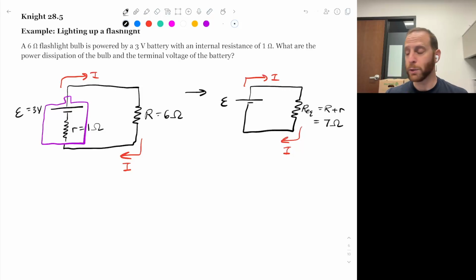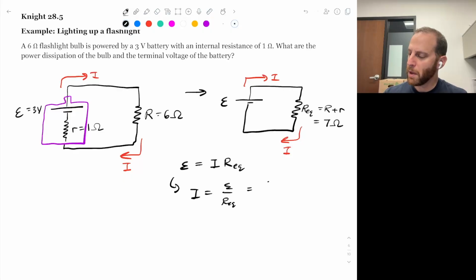Apparently, the voltage across this equivalent resistor is equal to the EMF of the battery, and by Ohm's law, we can relate this to the current and the resistance like this. So to solve for the current, let's rearrange: EMF divided by equivalent resistance. We have an EMF of 3 volts. The equivalent resistance is 7 ohms. So what we've learned is that the current flowing through is approximately 0.43 amps.